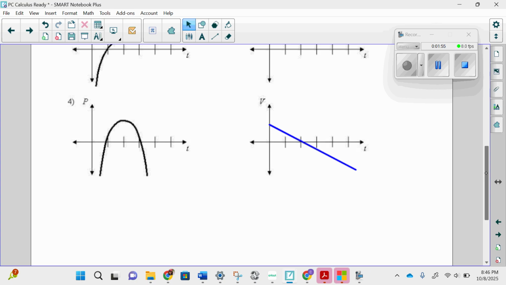Number four, as we saw yesterday in class, when we have that quadratic, it ends up looking like a linear derivative. And we have the slope is 0 at that maximum, which was at about 2. And then we have the positive slope up to 2 and then negative slope. So we have our line looking like that.